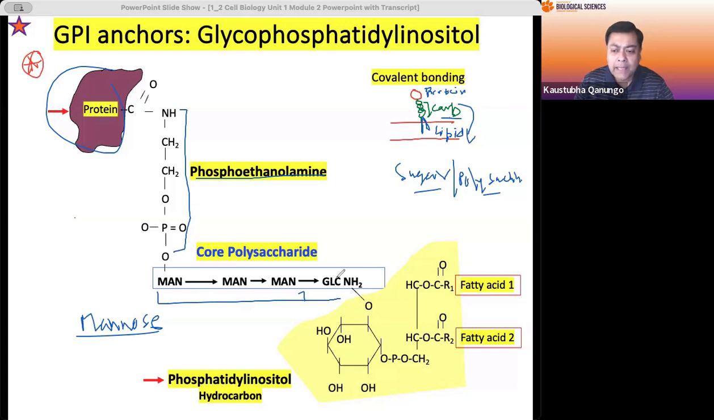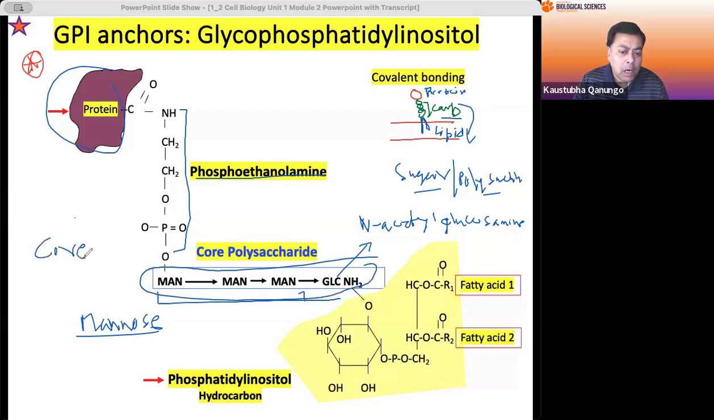And this is N-acetylglucosamine, which is just a glucose molecule, and it does have an amine group in the sixth position. Here, you have an amine group. The typical structure is that you have a protein with a core carbohydrate, or polysaccharide. Just remember that this is the most important part.